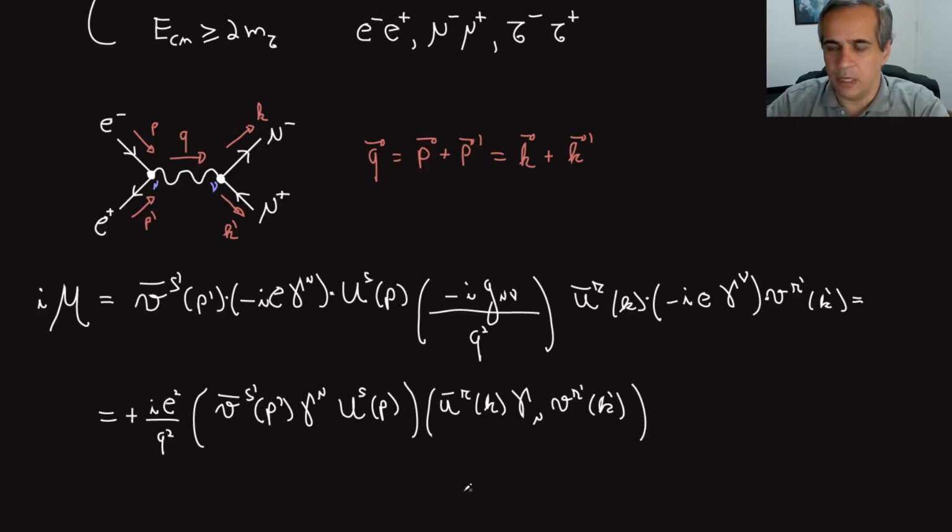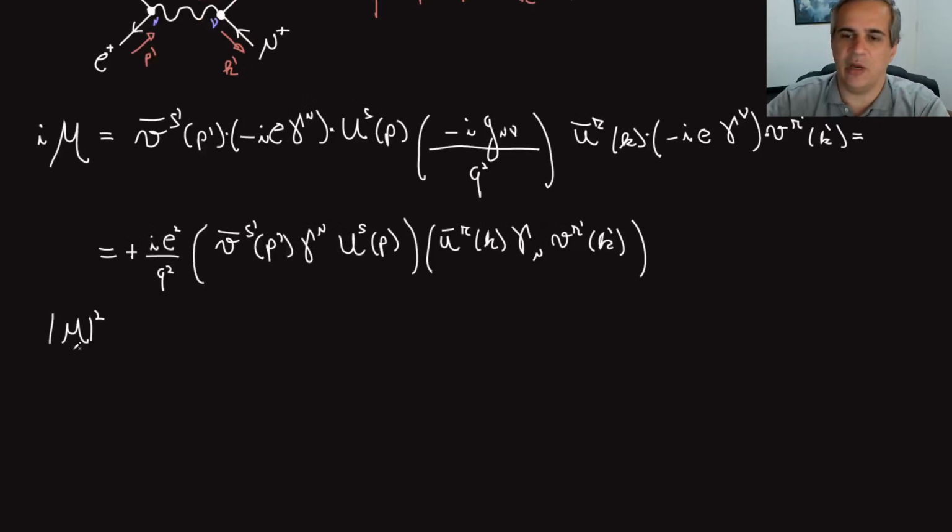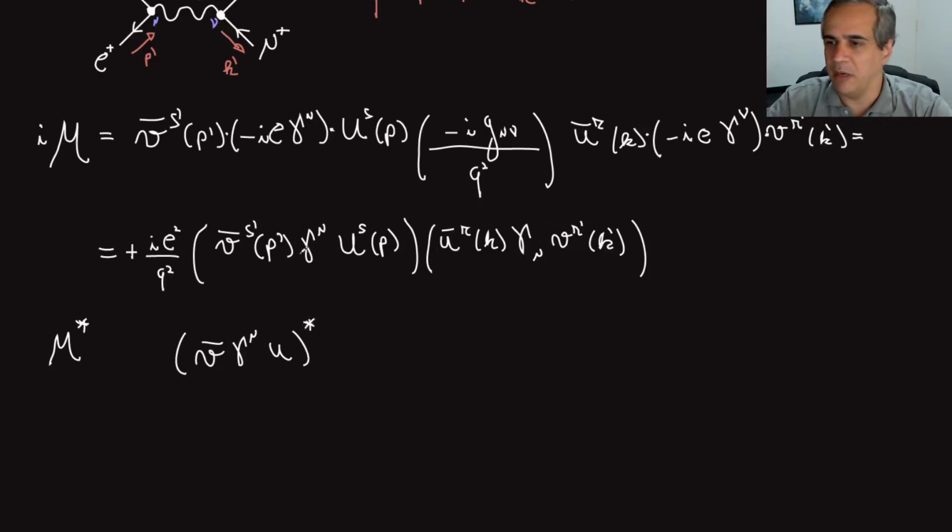So far so good. Now I want to calculate the modulus of M squared, and in order to do that, I need to calculate M complex conjugate of M. In order to do that, it's important to notice a few things. So take an object like this, v bar gamma nu u, and let's take the complex conjugate of that, because when I'm taking the complex conjugate of M, I'll have to do that to these two guys. As I said, all the spinor indexes here are contracted.